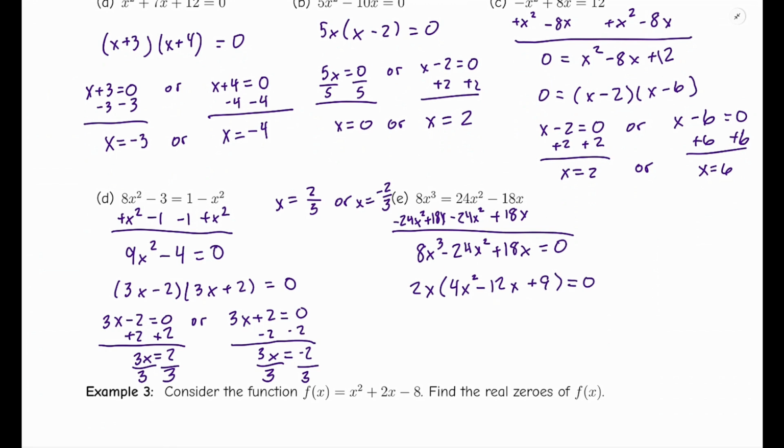This is actually one of those perfect square trinomials, so I know it's going to factor into 2x minus 3 and 2x minus 3 equals 0. So then by the zero product property, we get 2x equals 0, or 2x minus 3 equals 0, or 2x minus 3 equals 0. I'm not going to write 2x minus 3 equals 0 twice, though, but technically we would get 3 equations this time because we have 3 factors.